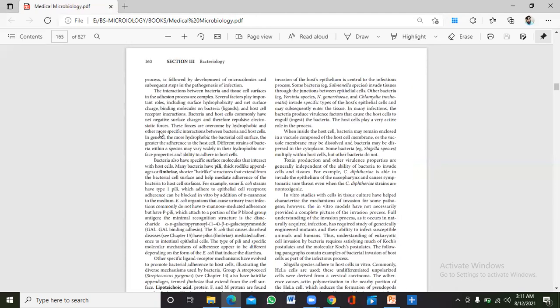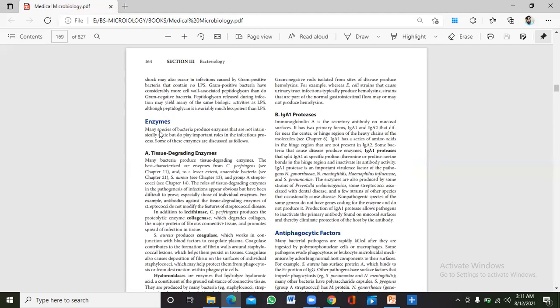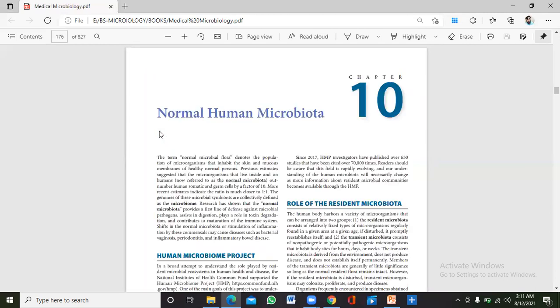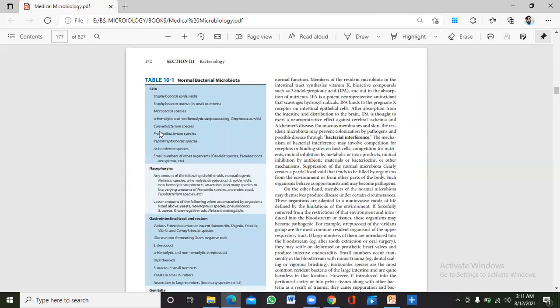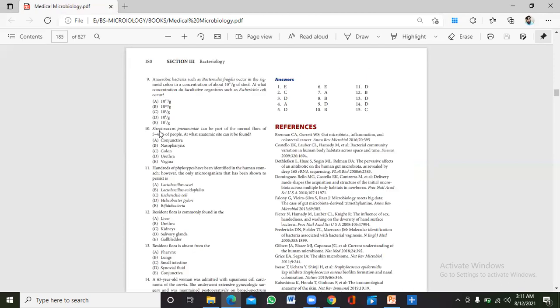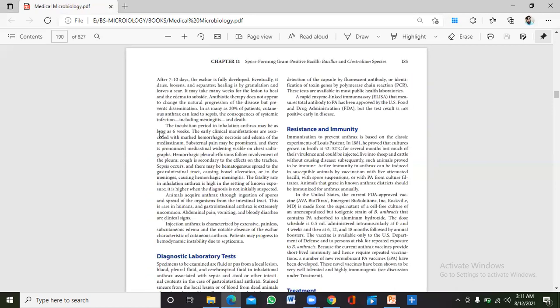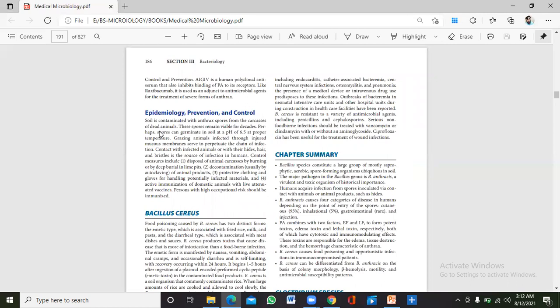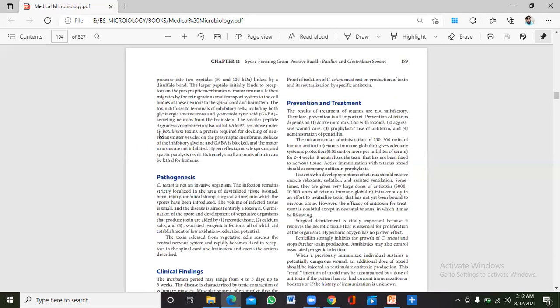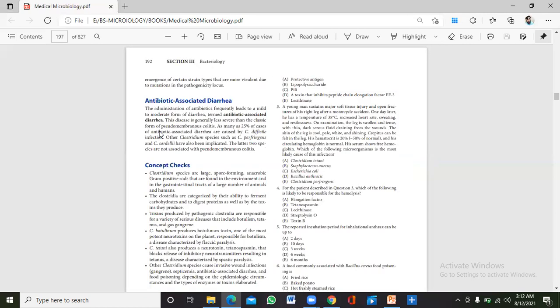If I scroll down, just look here, it consists of the toxins, the exotoxin and the endotoxin, and after that the normal human microbiota. After that, another chapter is about spore-forming gram-positive bacilli. So all the bacteria that cause infection are included, and in the last part, their infections are also included. And I want to tell you guys that very easy and clear images are also in this book, so you can understand it well.